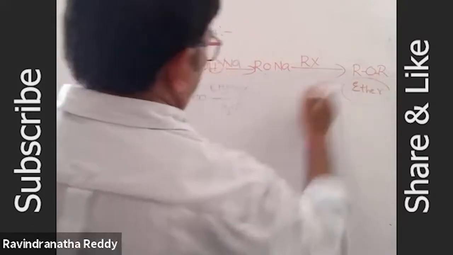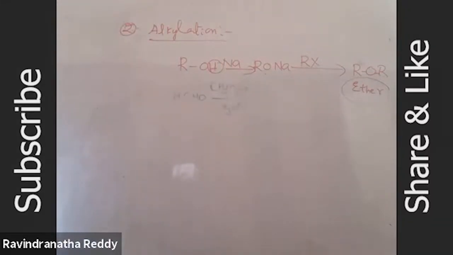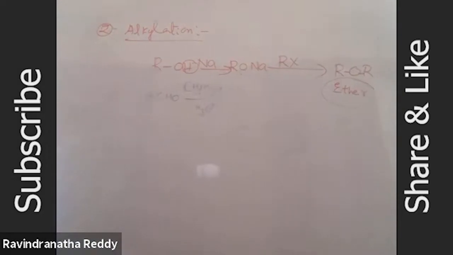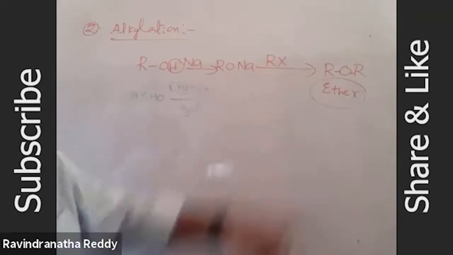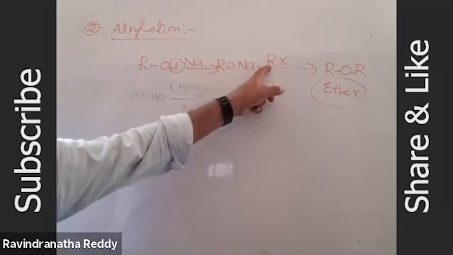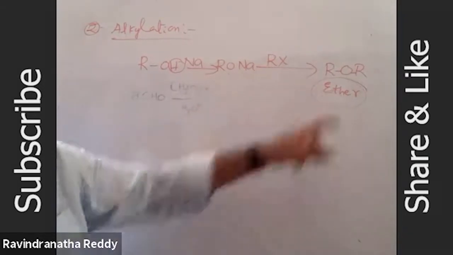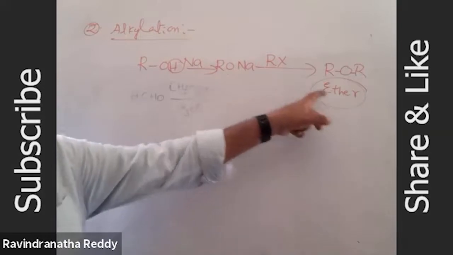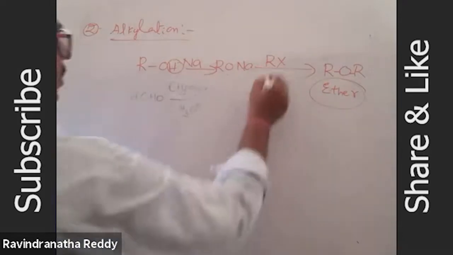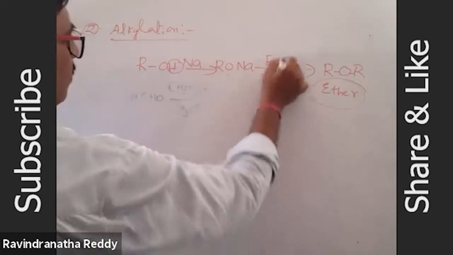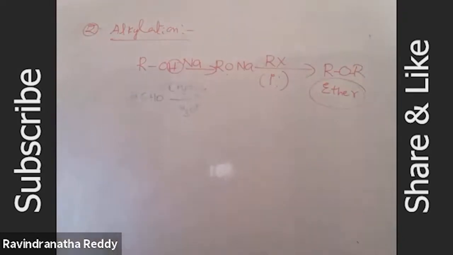Already I told you this reaction is Williamson synthesis. A primary alkyl halide means the answer is ether. A secondary alkyl halide means ether and alkene. A tertiary alkyl halide means the answer is alkene. A 1 degree alkyl halide is mainly required. This is alkylation, so like that you can do alkylation.